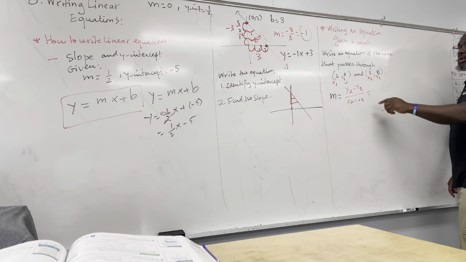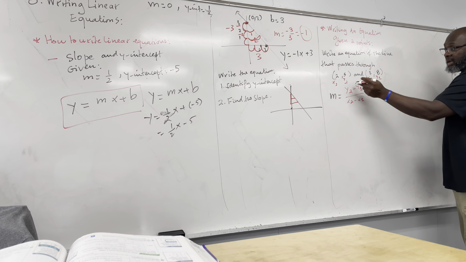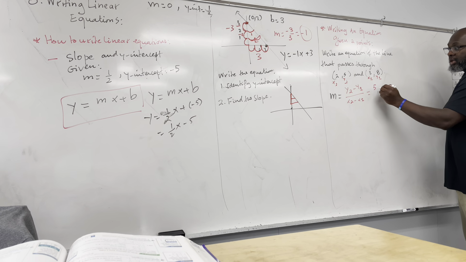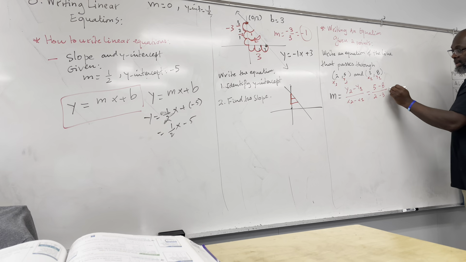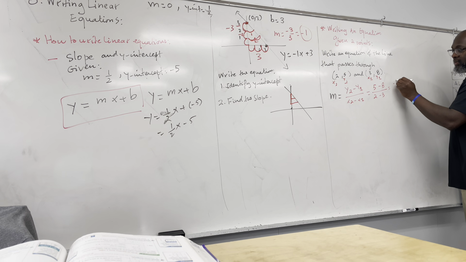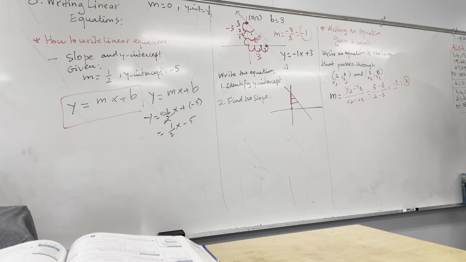So now here, what would be Y2? That would be 8. Y2 here, or 5, minus 8, over 2 minus 3. So that is negative what? -3 over -1, which is positive 3. So now, positive 3.